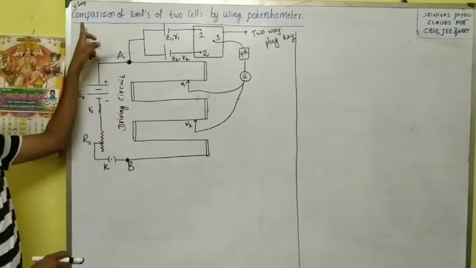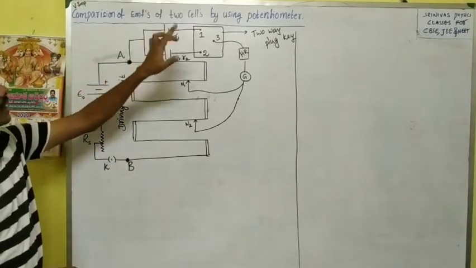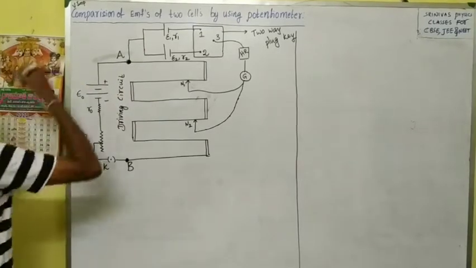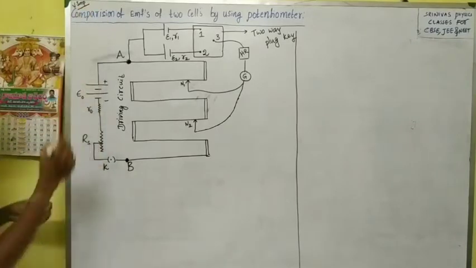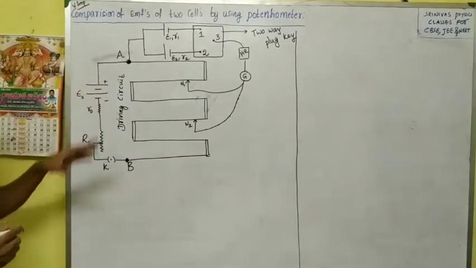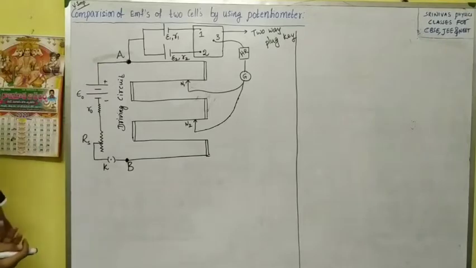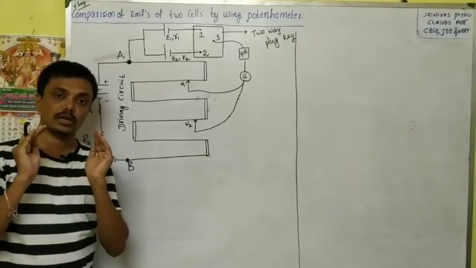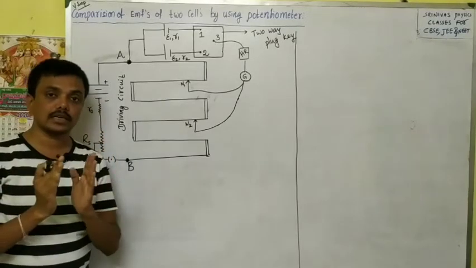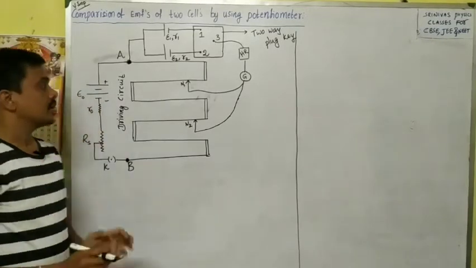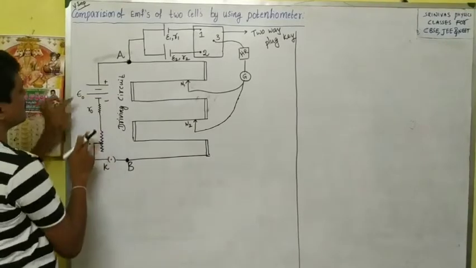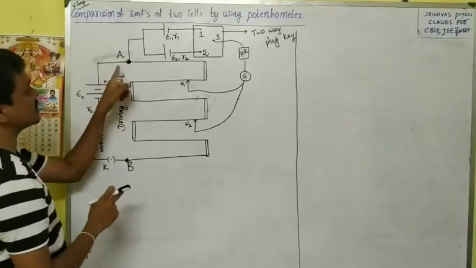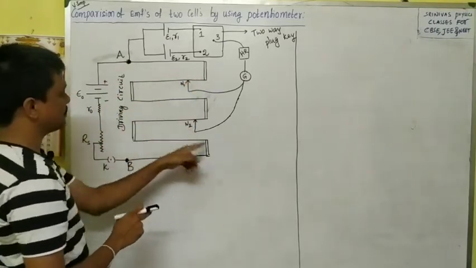Now, the first use, how we can compare the EMFs of two cells by using a potentiometer, that we are going to discuss. This is very important for the CBSE exam. We already know the potentiometer circuit, the principle, explanation and construction. Let us see. This is the EMF of the driving cell, this is the driving circuit, internal resistance and series resistance, and this is the potentiometer.